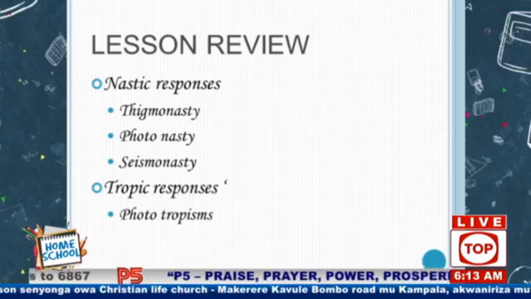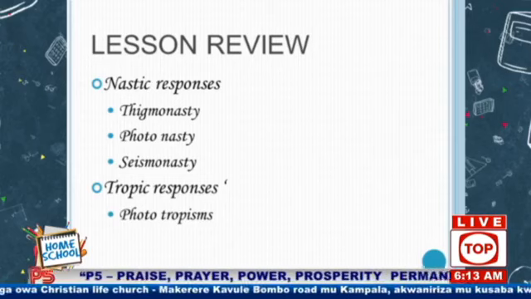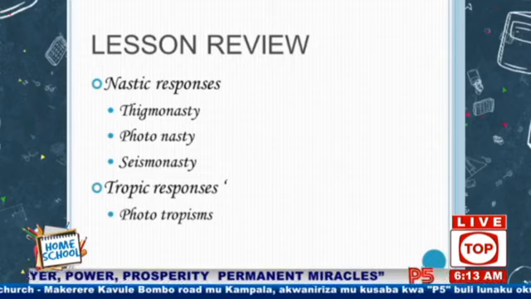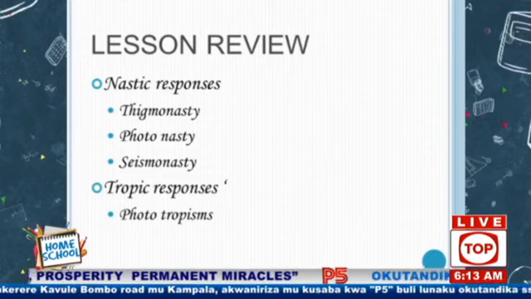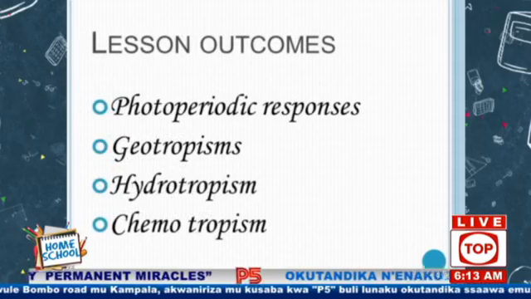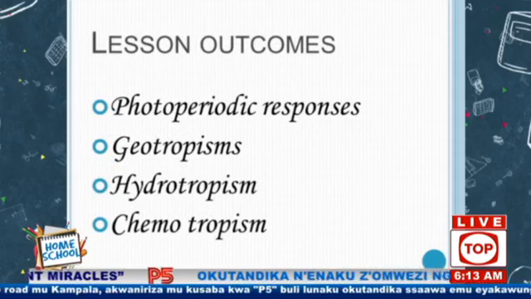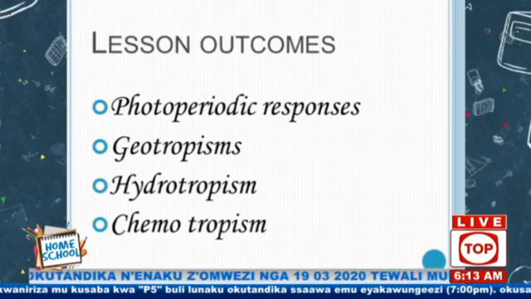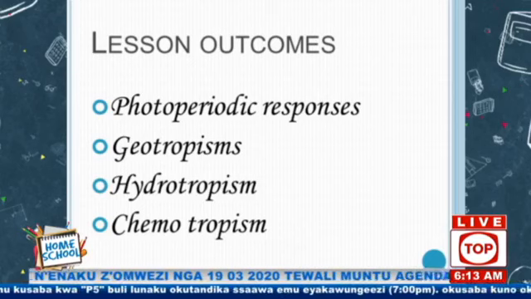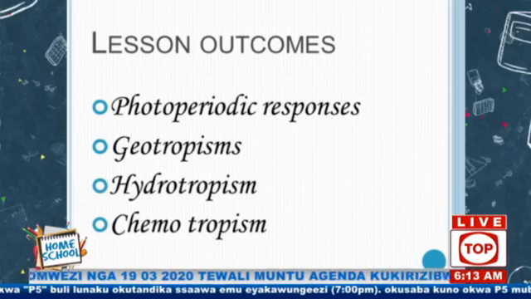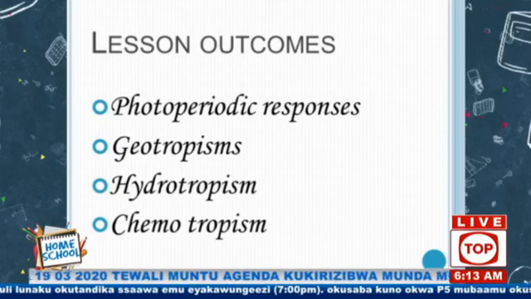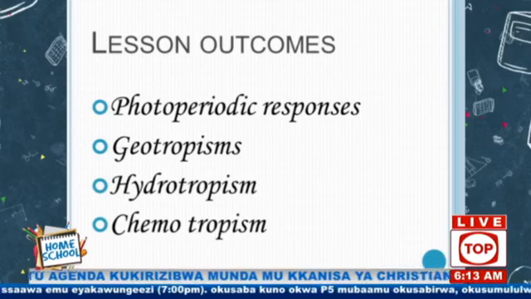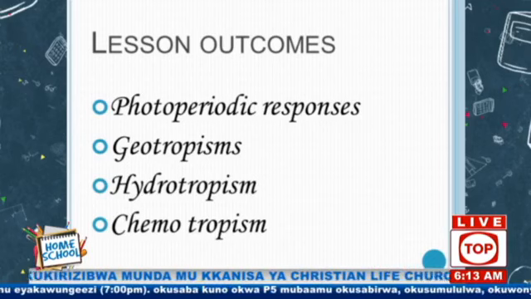Now, today, these are the lesson outcomes that we expect. So if you go to the next slide, I want us to look at the lesson outcomes. We expect to study the following things today. We are going to look at photoperiodic responses, photoperiodism in particular. We are going to study the different scenarios of photoperiodism. We are going to look at geotropism, hydrotropism, and chemotropism. So very quickly, go with me to what photoperiodism is.